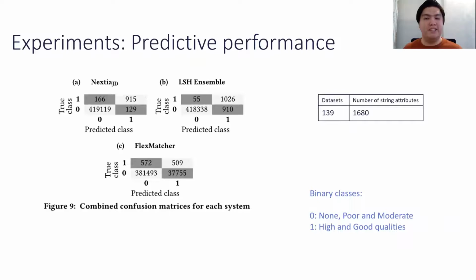As we can note, NextJD produces fewer false positives than LSH Ensemble, which produces 50% of false positives. And Flex Matcher, on the other hand, is rendered unfeasible at scale due to predictive performance. We want to point out that NextJD produces much fewer false positives, which is a mandatory requirement at scale in order to reduce the time to explore and validate the results.